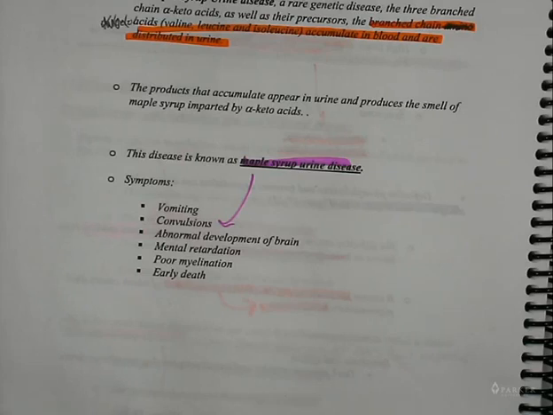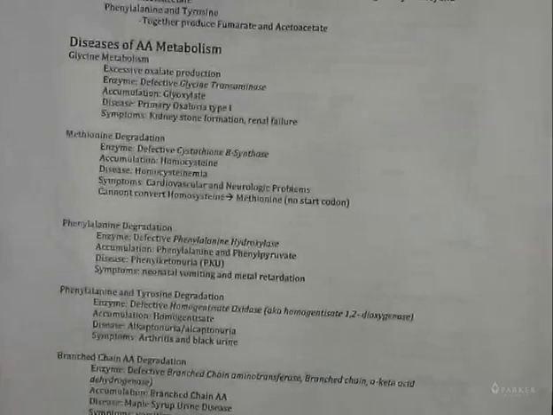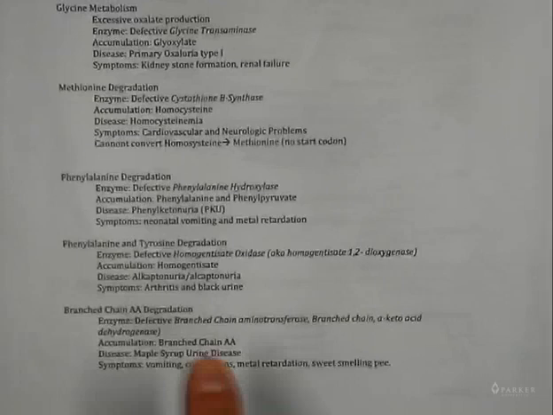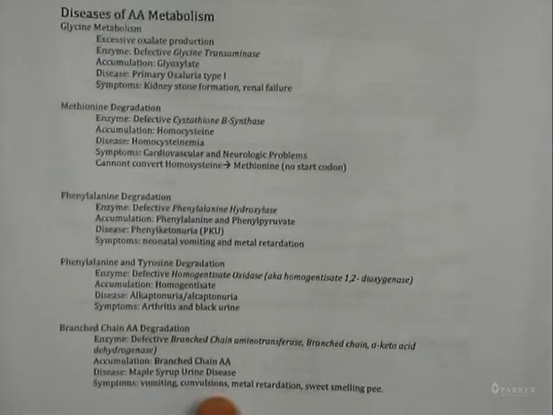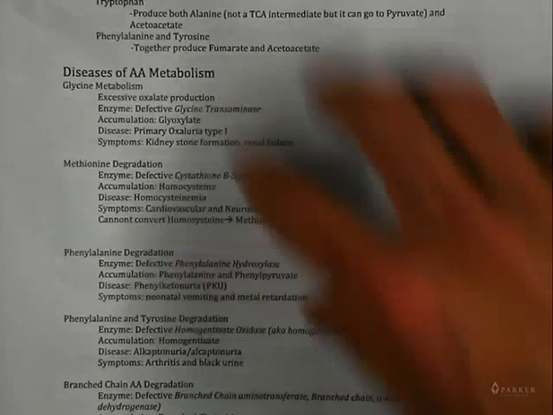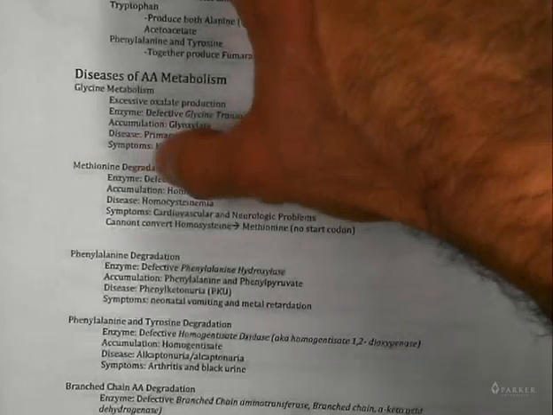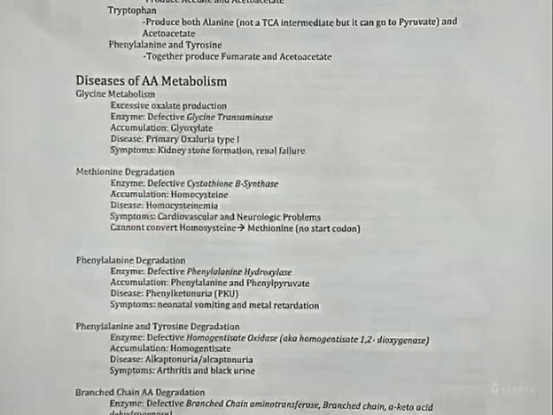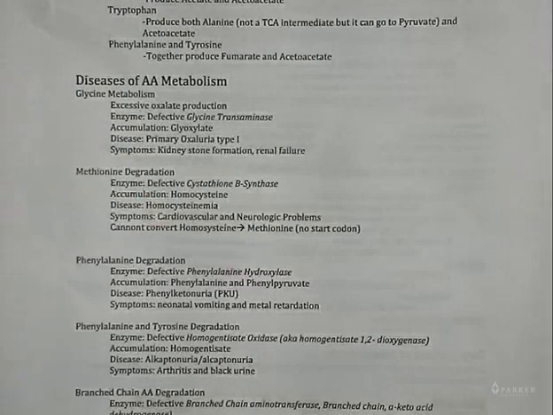Maple syrup urine disease, symptoms: vomiting, convulsions, abnormal brain development, mental retardation, poor myelination, and early death. Sounds like fun. All of these are on the bottom of your sheet. As someone so lovingly pointed out, I failed and didn't write your branched chain amino acids right down here, but you have all 5 of those. I'm not going to go over them again. It has them nicely listed as the enzyme, what accumulates, what the disease is, what the symptoms are, and any other fun stuff. It's a memorization chapter.